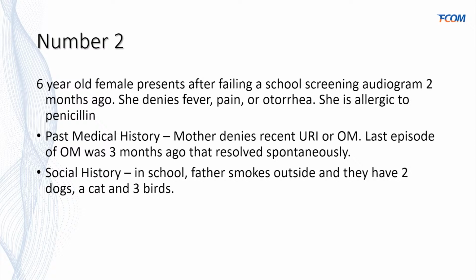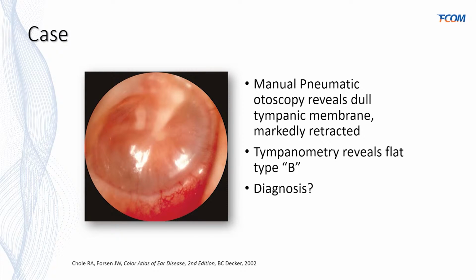So when you look at all this information, relevant things are that she failed a screening 2 months ago, she's exposed to secondhand smoke, and has pets in the home. All of these things suggest a chronic middle ear effusion. On physical examination, we see a tympanic membrane that's markedly retracted.